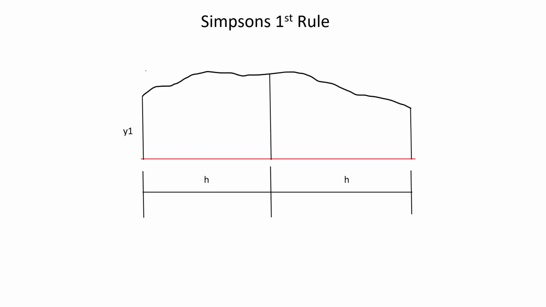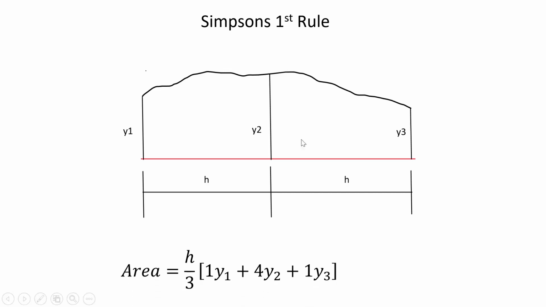Let y1 be the first ordinate, y2 be the second ordinate, and y3 be the third ordinate. Under such a condition, the area under this curve can be written as h by 3, that is the spacing by 3, into 1y1 plus 4y2 plus 1y3. This can also be proved mathematically, which I can prove during my regular online class.